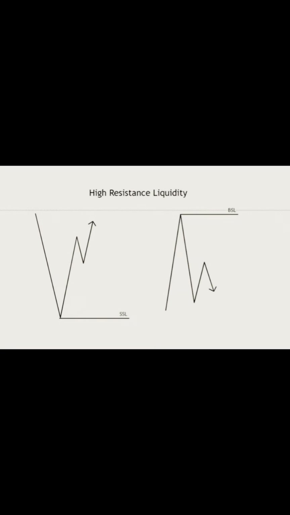Now, what is high resistance liquidity? High resistance liquidity is when there is one standalone clear high or low where we previously swept liquidity. We will then want to trade away from the high resistance liquidity and have our bias in the opposite direction.